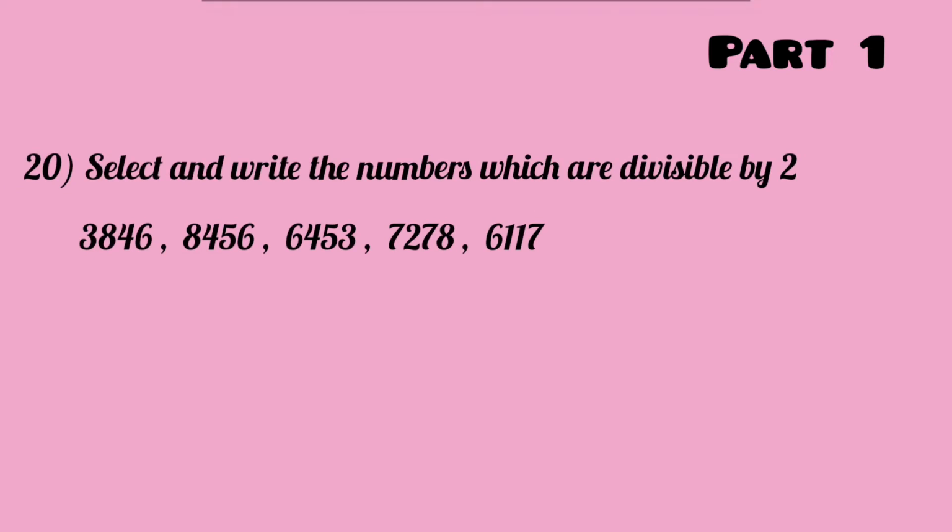Question number 20. Select and write the numbers which are divisible by 2. If a number is divisible by 2, the last digit must be a digit out of 0, 2, 4, 6 and 8. So, in these given numbers, 3846 is divisible by 2, then 8456 is divisible by 2, then 7278 is divisible by 2. The other two numbers are not divisible by 2 as the last digits are 3 and 7.